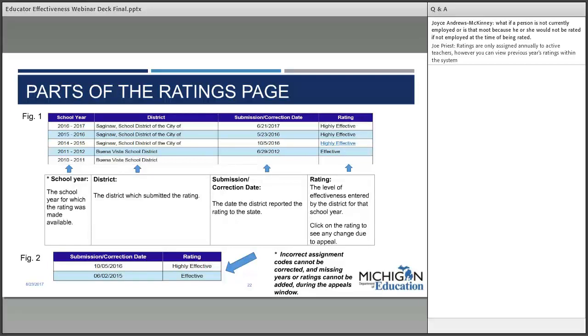In this case, Figure 2 shows that the rating for the 2014-2015 school year was appealed and changed from effective to highly effective. The first rating was submitted to the REP in June of 2015, and the appealed rating was submitted in October of 2016. Also remember that incorrect assignment codes cannot be corrected, and missing years or ratings cannot be added during the appeals window.